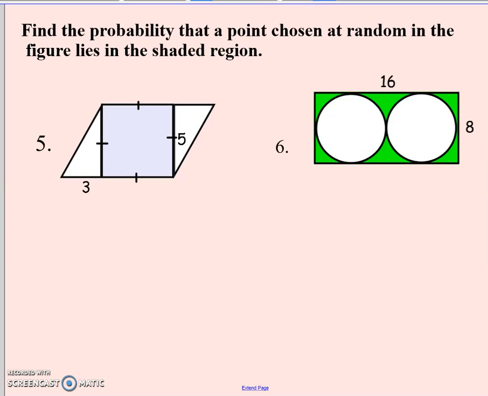So what you're going to do is take a few minutes with your group and work on these 4 questions. So the probability that a point chosen at random in the figure lies in the shaded region. So find the area of the shaded region compared to the area of the total shape. So do these next 4 questions with your group.